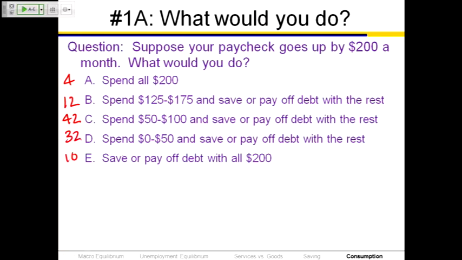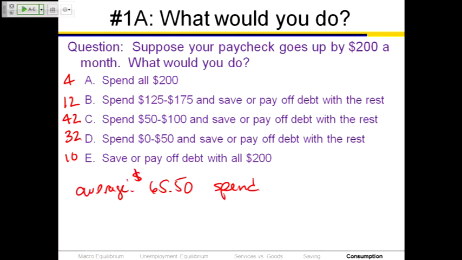I'm going to multiply 0.04 by 200, and 0.12 times the middle one, 150, plus 0.42 times 75, plus 0.32 times 25, plus 10 times 0. And the weighted average of what you would do is you would spend $65.50. So if you look at your behavior on average for the class as a whole, you would spend $65.50 out of that additional $200.